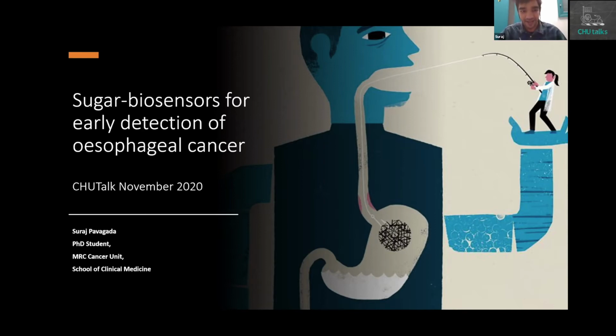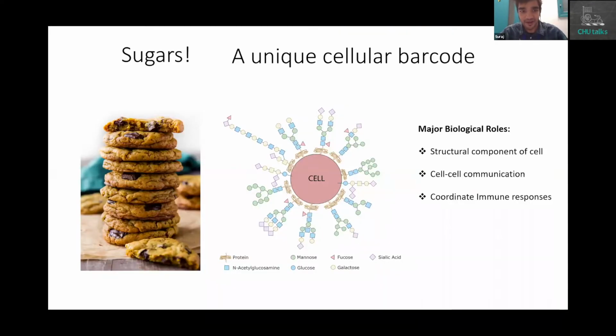So today I'll be talking about sugar and cancer. When I say sugar, you might think of what you see on the left most likely. But that is not the type of sugar that I'll be talking about today, I'm afraid. If you're a glycobiologist in the audience, you would know what I'm talking about. So today I'll be talking about sugars in the context of coating present on your cell.